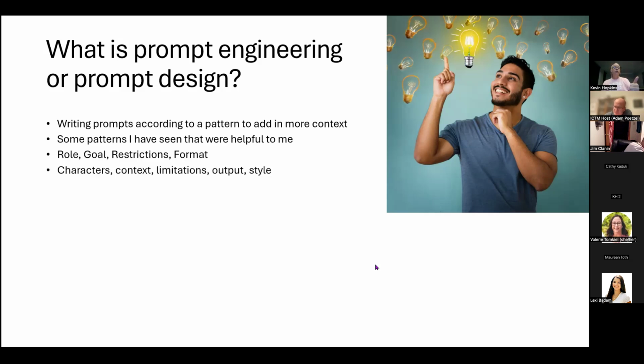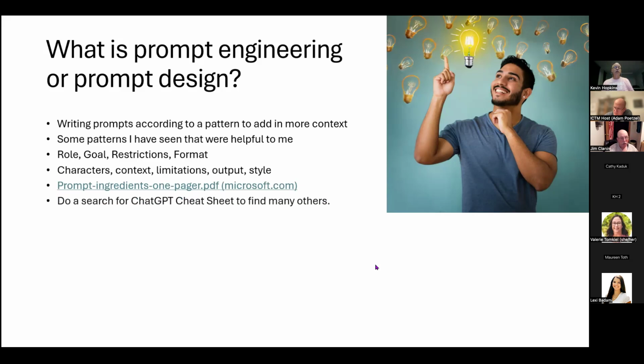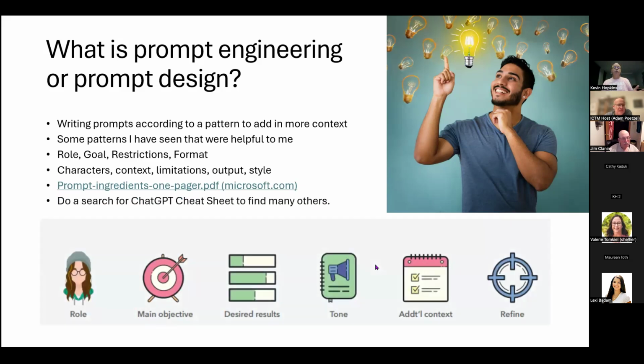Or what are the characters in this discussion? What's the context? What's the limitation? What exactly do you want output? What's the style? Microsoft has a whole one-pager of some prompt engineering ideas. You can do a search for a ChatGPT cheat sheet. Here's another one. Tell it a role, give it your main objective, your desired results, the tone you want to use, any additional context. And if it still doesn't give you what you want, you can refine from there.